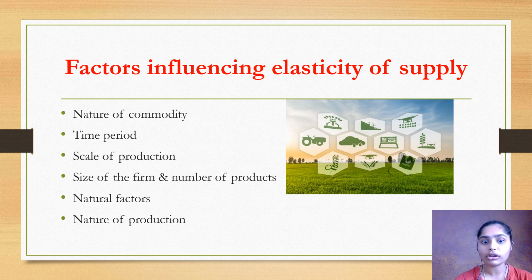Then third is scale of production. Small scale producers' supply is inelastic in nature compared to larger producers. After that, size of the firm and number of products. If the firm is a large scale industry and has more variety of products, then it can easily transfer resources. Therefore, supply of such products is highly elastic. Then nature of factors. Natural calamities can affect the production of agricultural producers, so they are relatively inelastic.